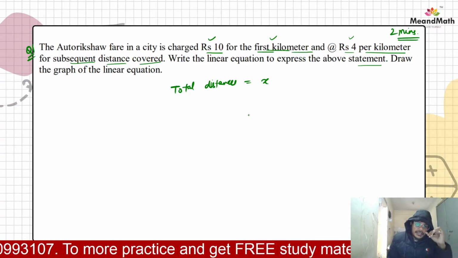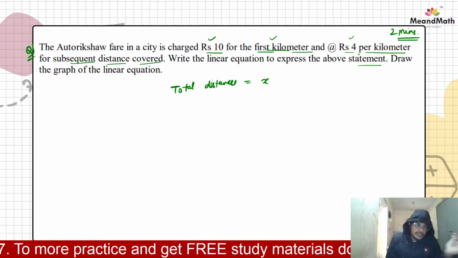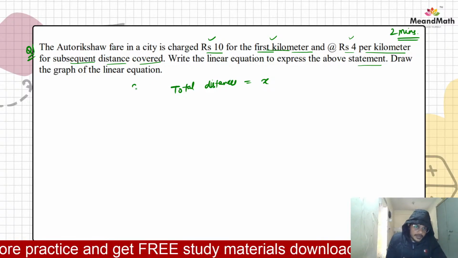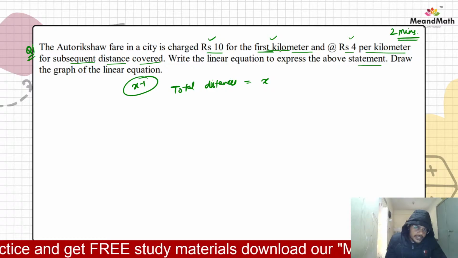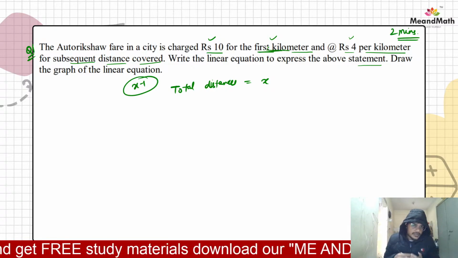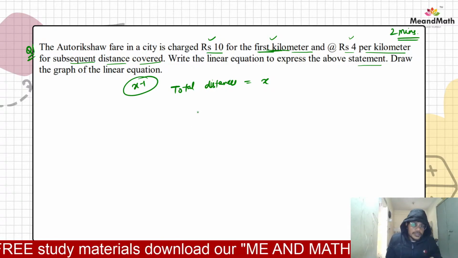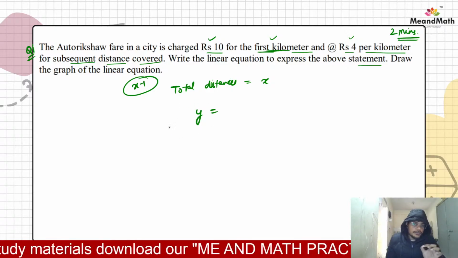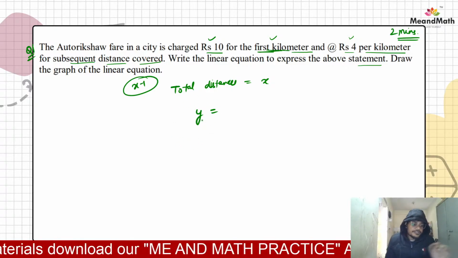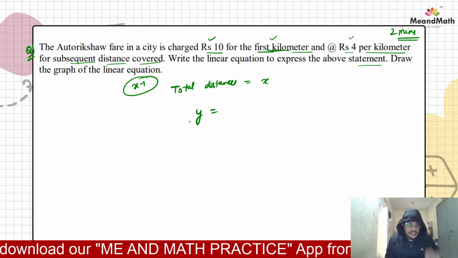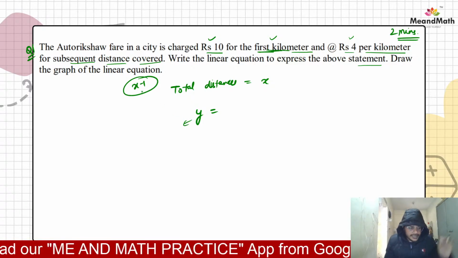Okay, so let's say the subsequent distance is x minus 1. Why? Because 1 is here now. So subsequent distance would be x minus 1. So now what is your equation? Here y represents the money, the fare, and x represents the distance.